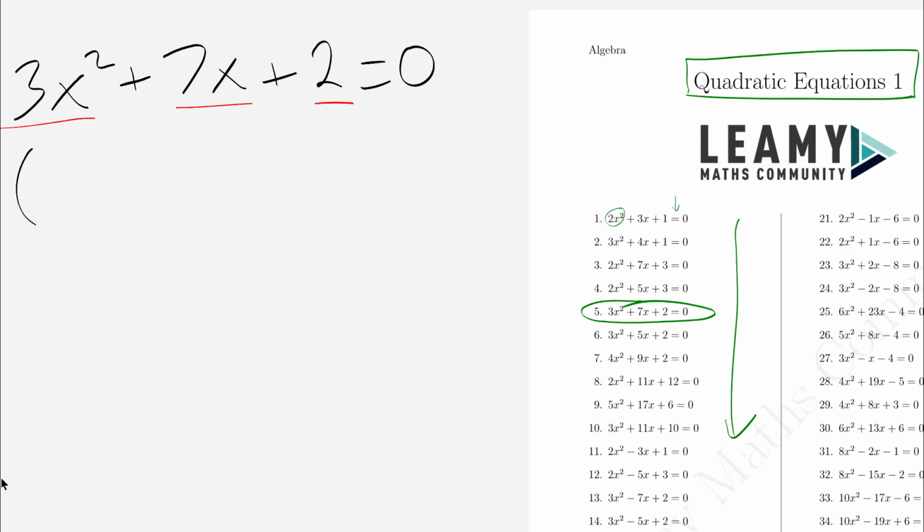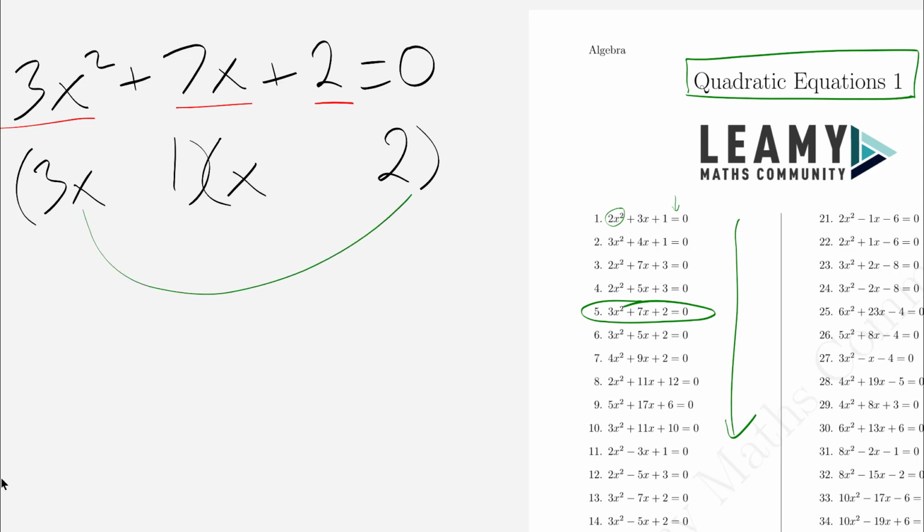I'm going to use the method where we go straight to the 2 brackets. So I've got my 3x and my x. Factors of 2 could be 2 and 1. I put the 2 here and the 1 here because 3x by 2 is 6x, and 1 by x is 1x, and that will add to 7x as long as these are both pluses. So we now have the bracket 3x plus 1 times the bracket x plus 2 equals 0.